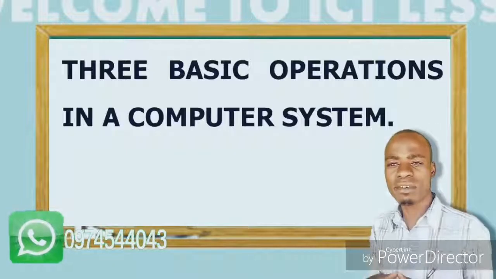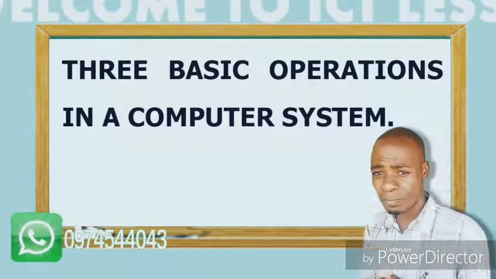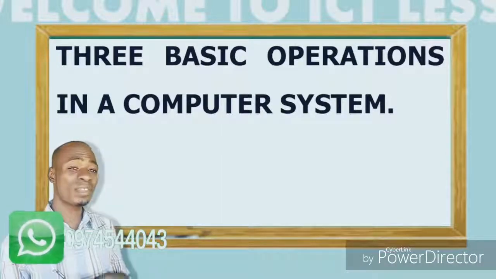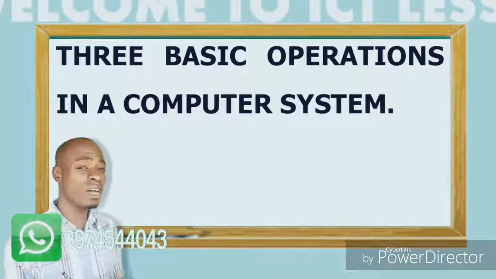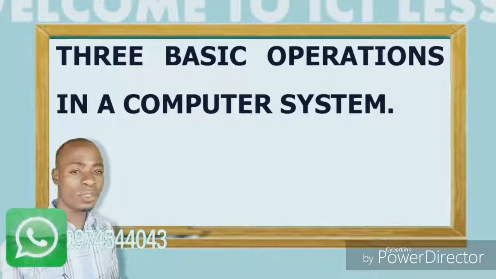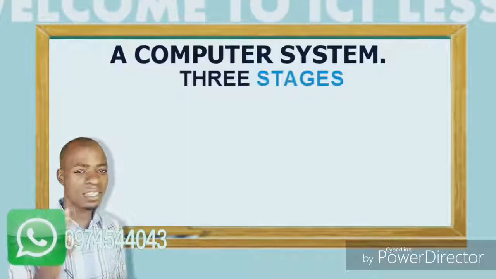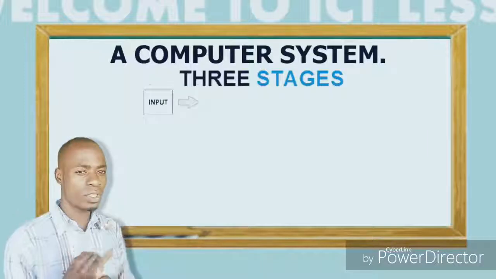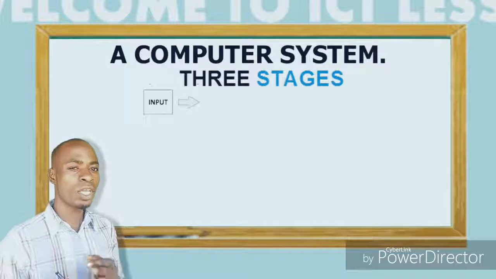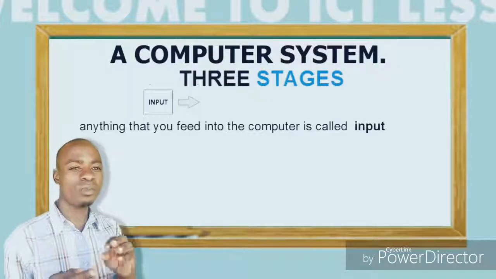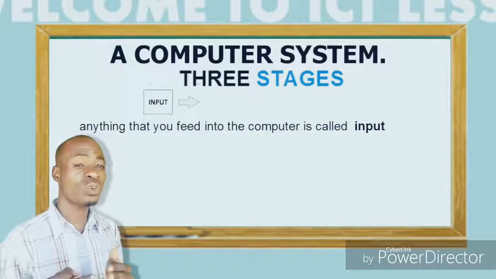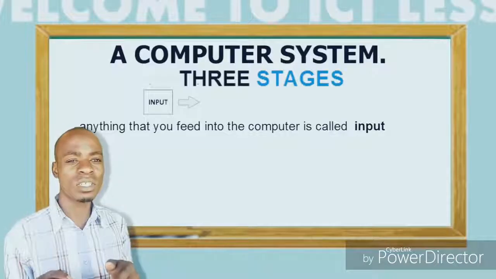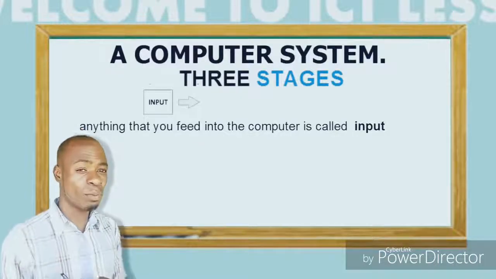Now let's look at the three basic operations of the computer. Since the computer accepts data and processes it, then it gives out the result according to the instruction given. There are three stages that the computer passes through. One is input. What is input? Anything that you feed in a computer is called input. For example, when you are typing or when you are loading songs in a computer, that is input.